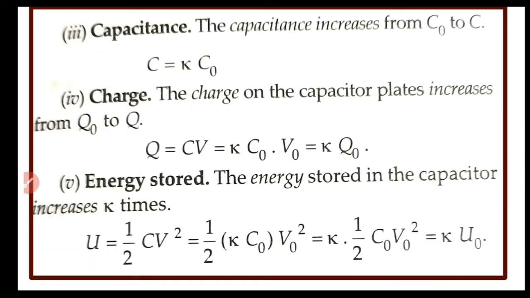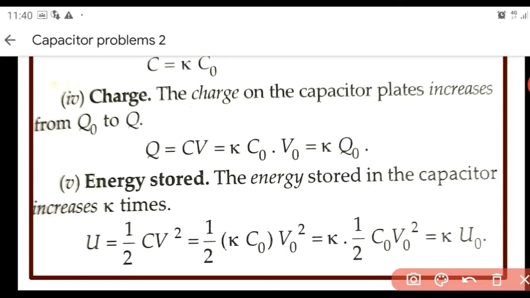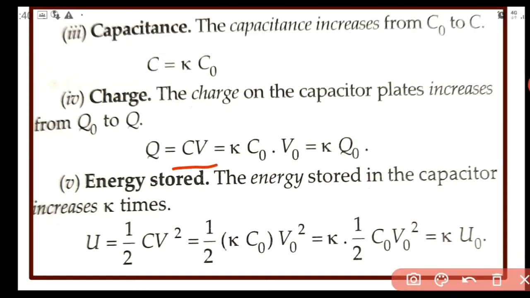Now capacitance. As we stated earlier, since the dielectric slab is introduced, capacitance becomes K times the initial capacitance. Now charge. The battery is remaining connected, and the capacitance increases by the insertion of the dielectric slab. So surely the charge on the capacitor will increase, because charge is given by the equation Q is equal to CV.